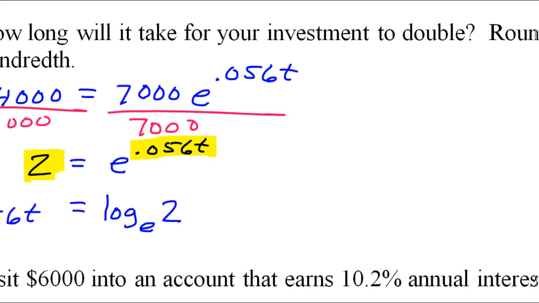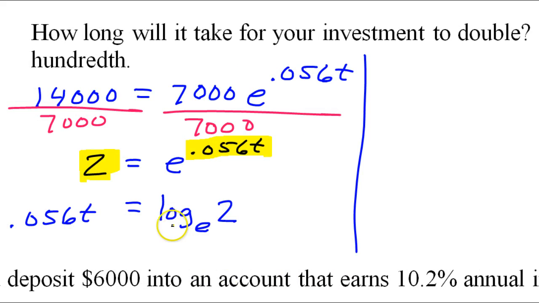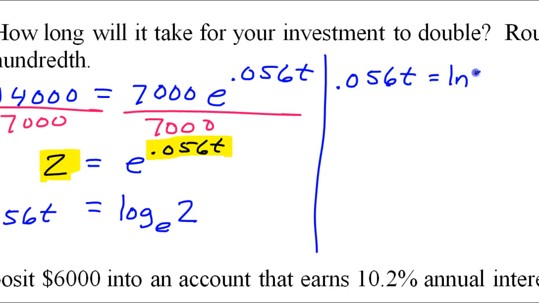I say if you were careless because log base e is special. We don't write log base e. That is the natural log. So you should write 0.056 t is equal to natural log, ln, of 2. If you want to get that t by itself, all you have to do is divide by 0.056.